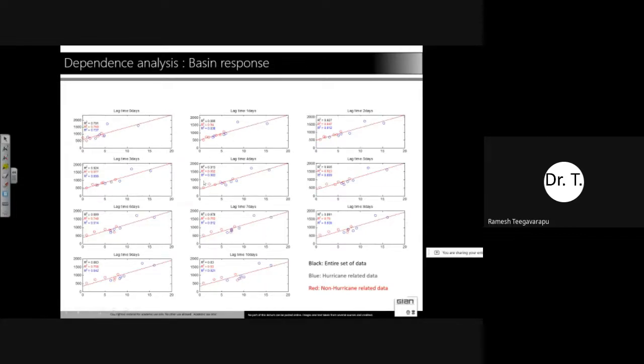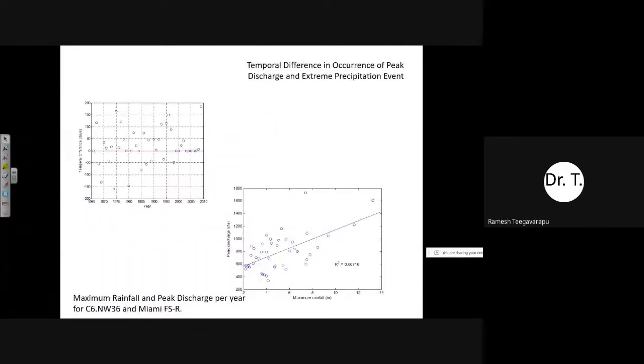So you can see different correlations, suggesting for this particular basin how fast it is responding to discharge, and there's a relationship between peak discharge and accumulated rainfall over the past few days. Some of it is completely original data, some of it is a combination of hurricane-related data and non-hurricane-related data. Hurricane means basically a cyclone. And the temporal distribution, the differences between when the precipitation event occurred and when the discharge event occurred, you can also look at that.